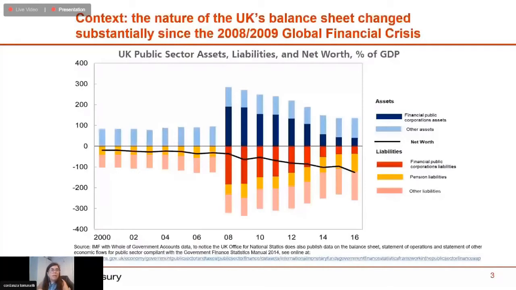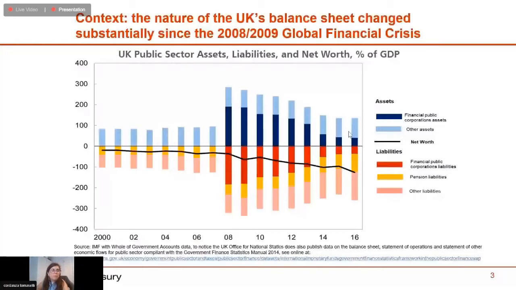I'll have to flag that this is from all of government accounts, but for example, the UK Office of National Statistics also has increased their publication of this data, and they do publish it quite often, and it is in line and compliant with the Government Finance Statistics Manual of 2014, and you can find it online.